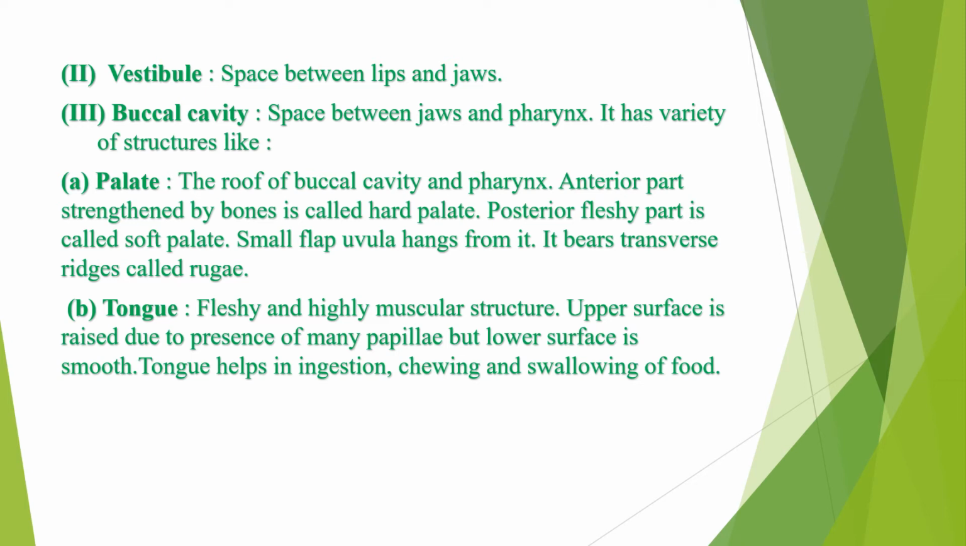Palate. Roof of buccal cavity and pharynx is called as palate. Anterior part of this palate is strengthened by bones, and it is called as hard palate, and posterior part is fleshy, and it is called as soft palate. And a small flap also hangs from the soft palate, which is called as uvula, and this uvula contains the different transverse ridges on it, which are called as rugae.